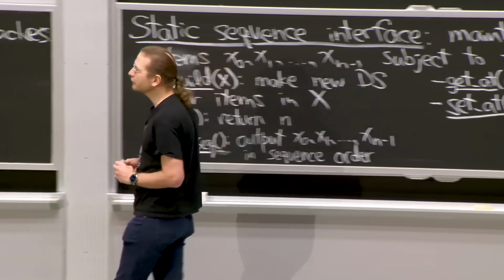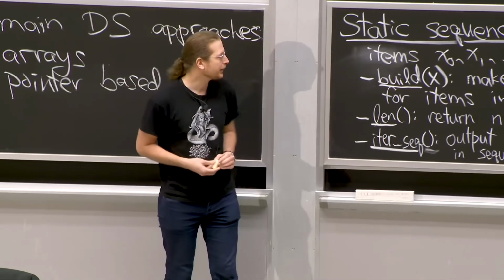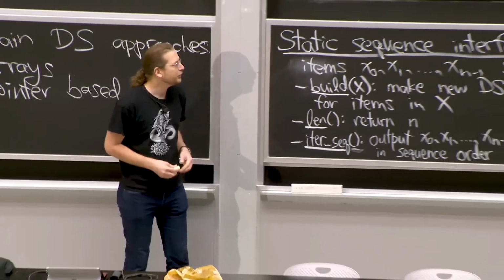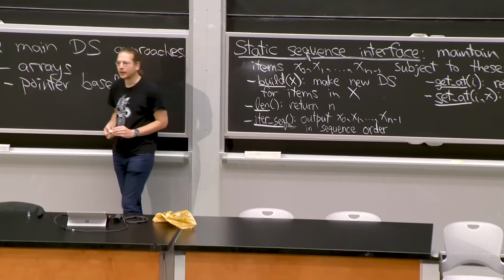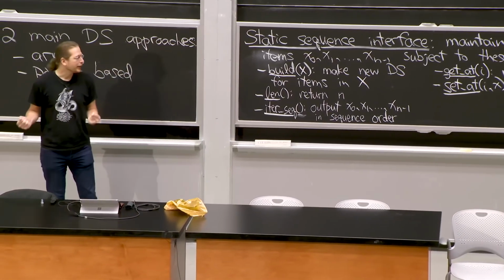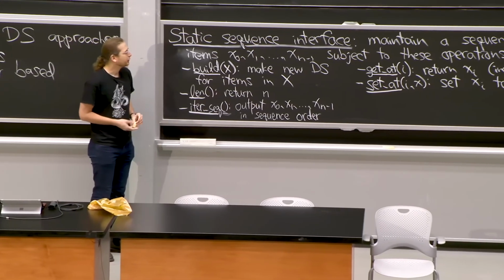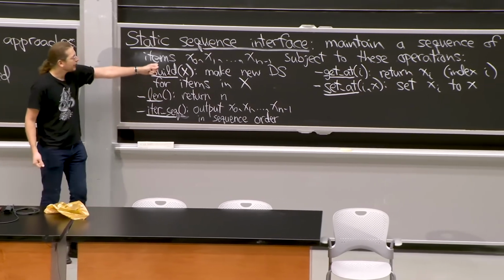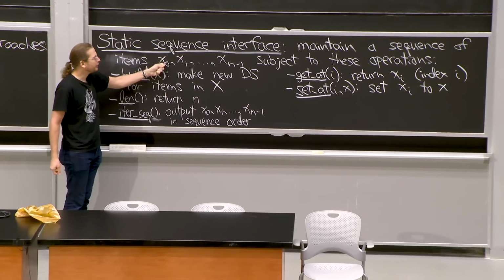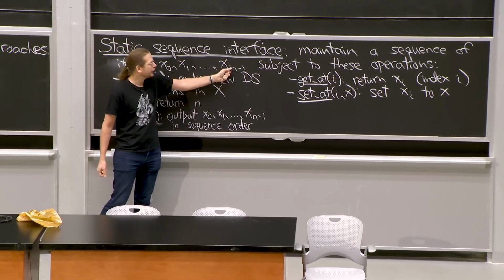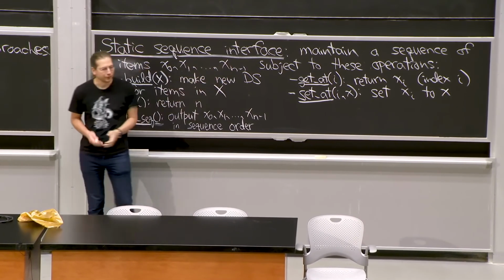There's a few different levels of sequences that we might care about. I'm going to start with the static sequence interface. This is where the number of items doesn't change, though the actual items might. So here we have n items. I'm going to label them x0 to xn minus 1, as in Python. So the number of items is n.